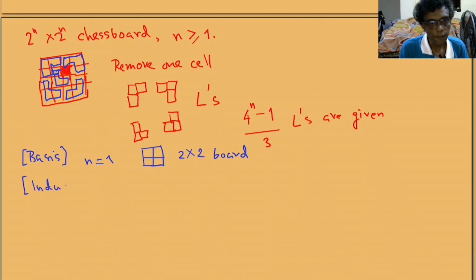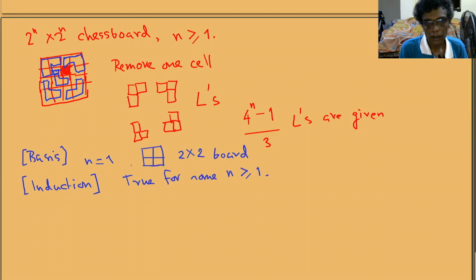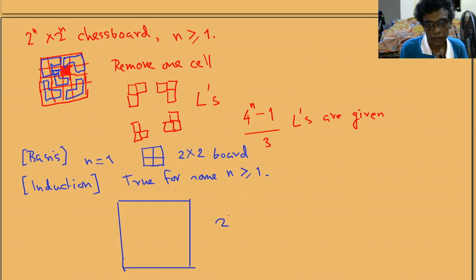And for the inductive step, what do you do? Assume that this is true for some n greater than or equal to 1. And then I am given a 2 power n plus 1 by 2 power n plus 1 board. So this is a 2 power n plus 1 by 2 power n plus 1 board, and somewhere some cell is removed from it.